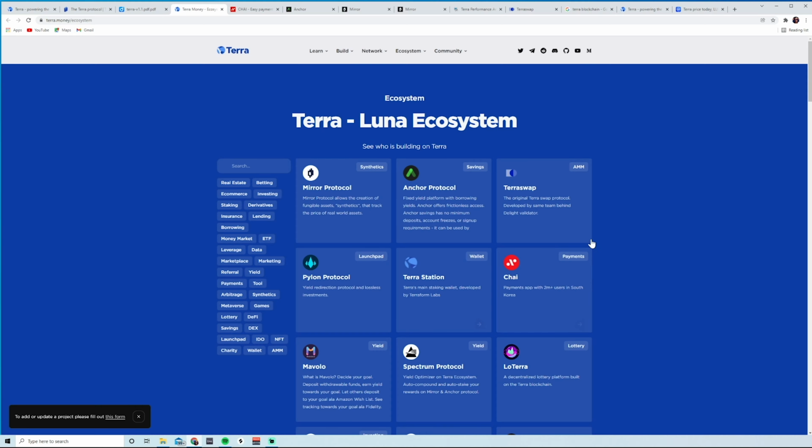So basically, you just want to look at this project and see, are more people going to be driven to adopt it? And if the answer is yes, then the price is going to go up. And this is basically the opinion that I have for this particular project.